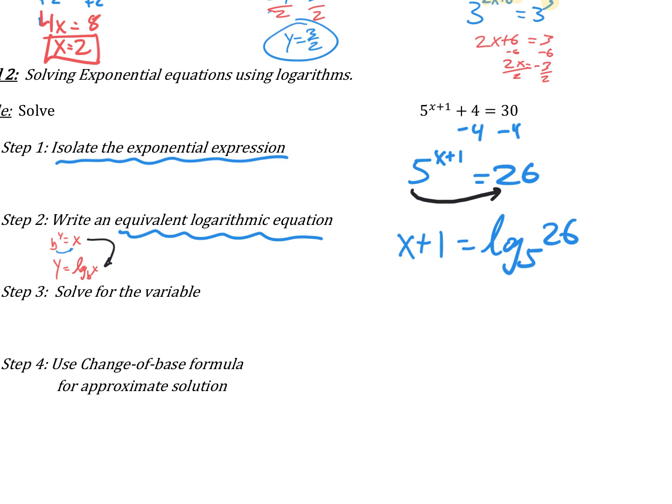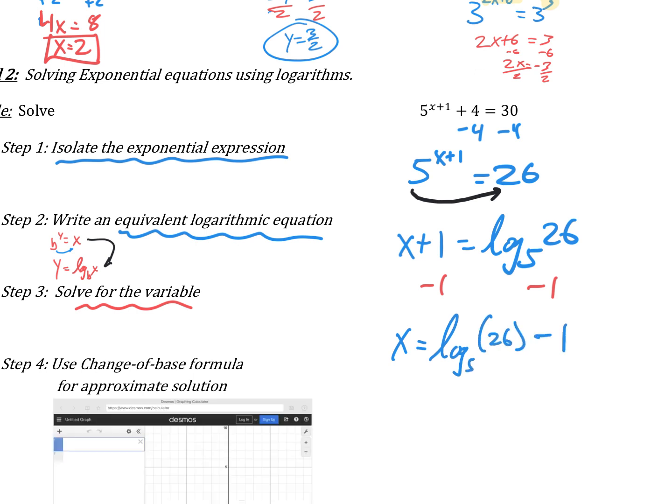All right, so this just represents a number, and in fact we don't care what that number is right now. It's a decimal number. We're going to find it in a few minutes. Okay, last thing we need to do is solve for the variable. So let's subtract 1 from both sides. Now, this is an irrational number. I don't know what that decimal is. So the best I can do right now is write this as log base 5 of 26 minus 1. Now this is an exact answer.